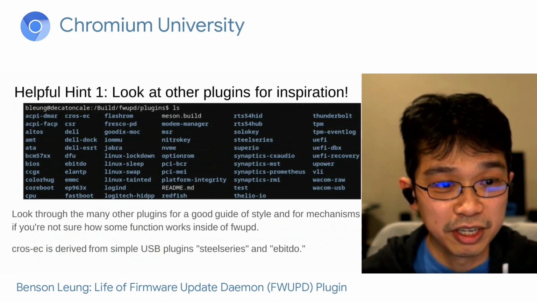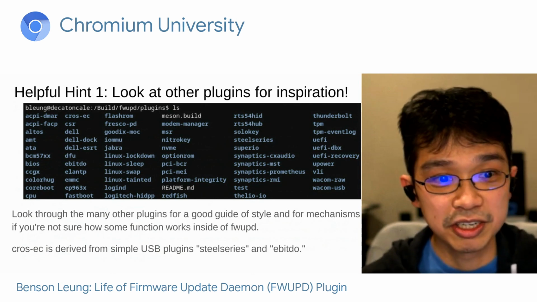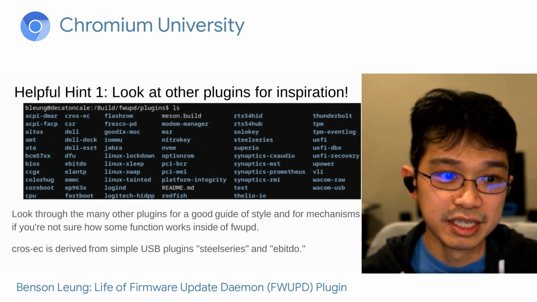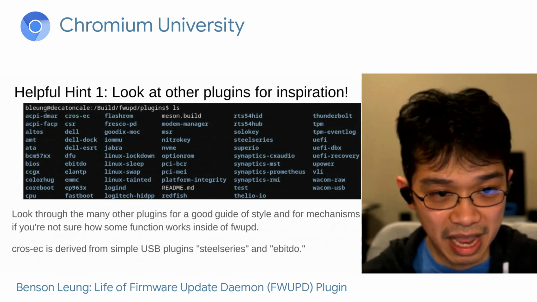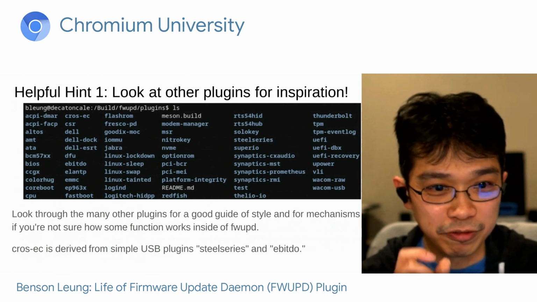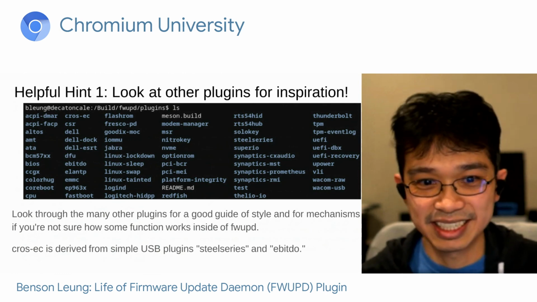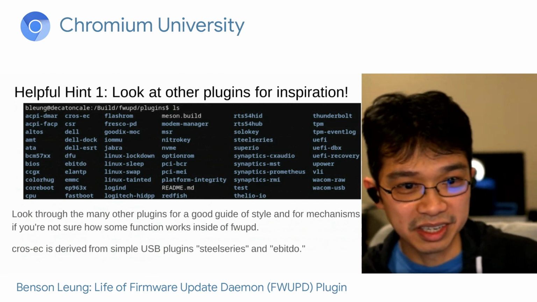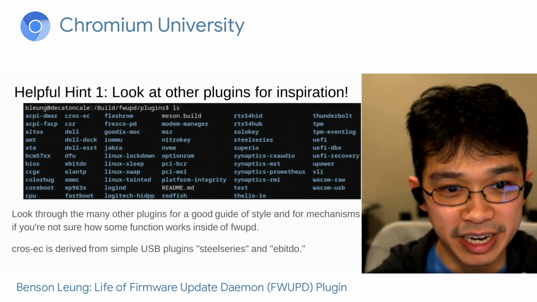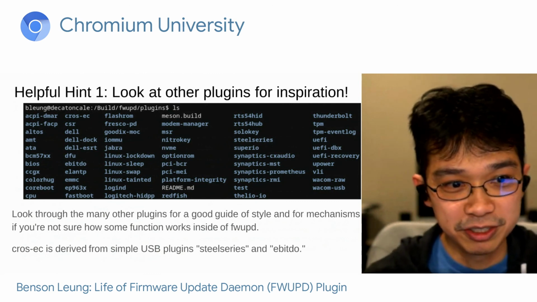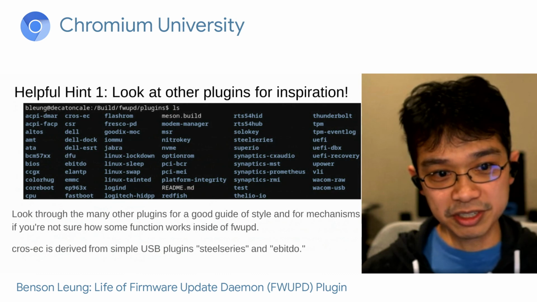So when I wrote cros-ec, I did so after studying some of the other USB device plugins in the codebase above, specifically the Steel Series gaming mouse plugin, which very simply opened the USB device and asked it its version number without doing anything else. And ebit-do, a USB gamepad, which has full firmware parsing and also write capability, which I used as inspiration for the structure of my changes in phases 3 and 4.